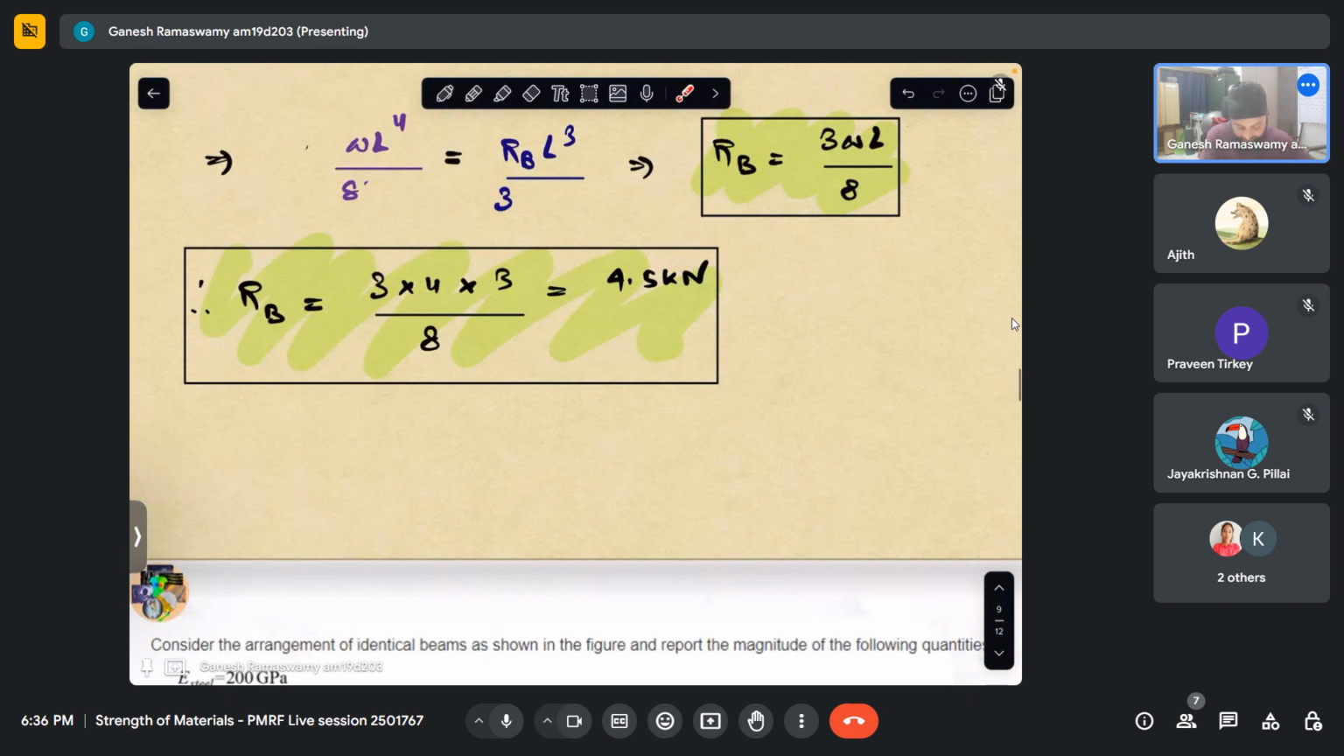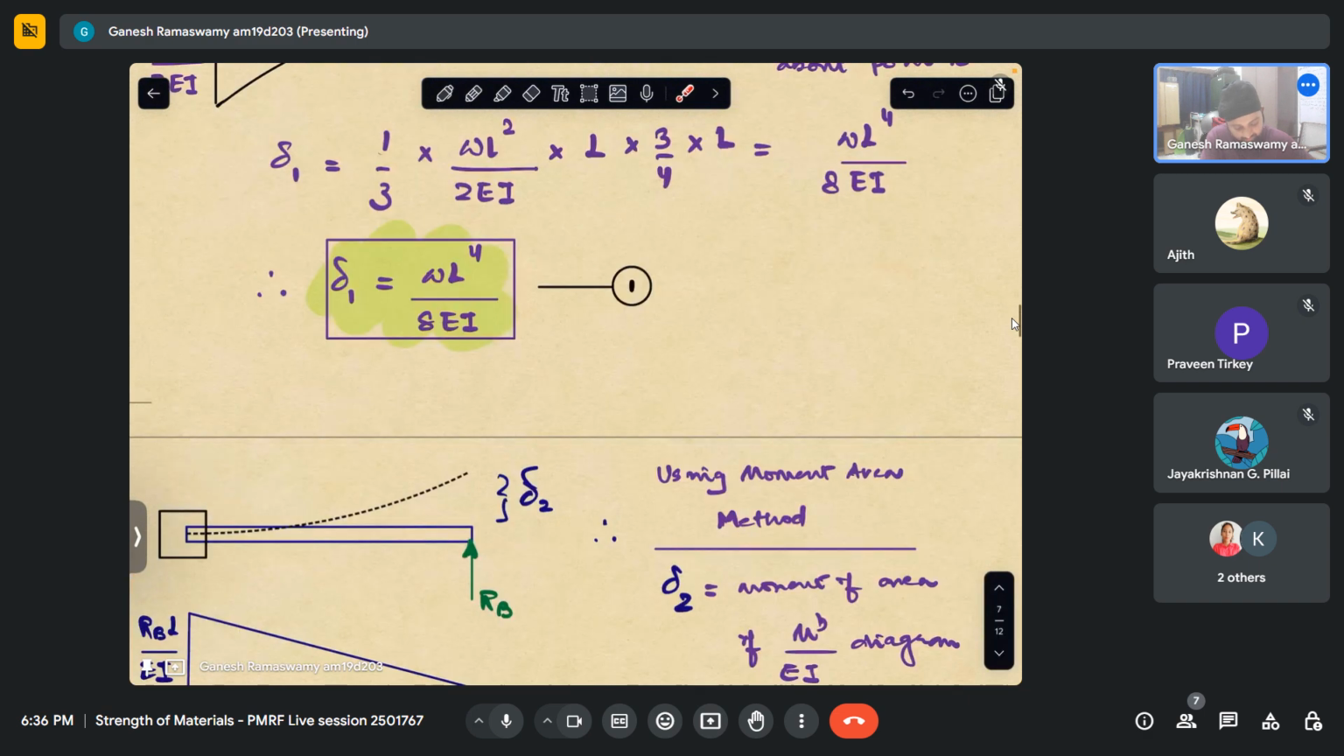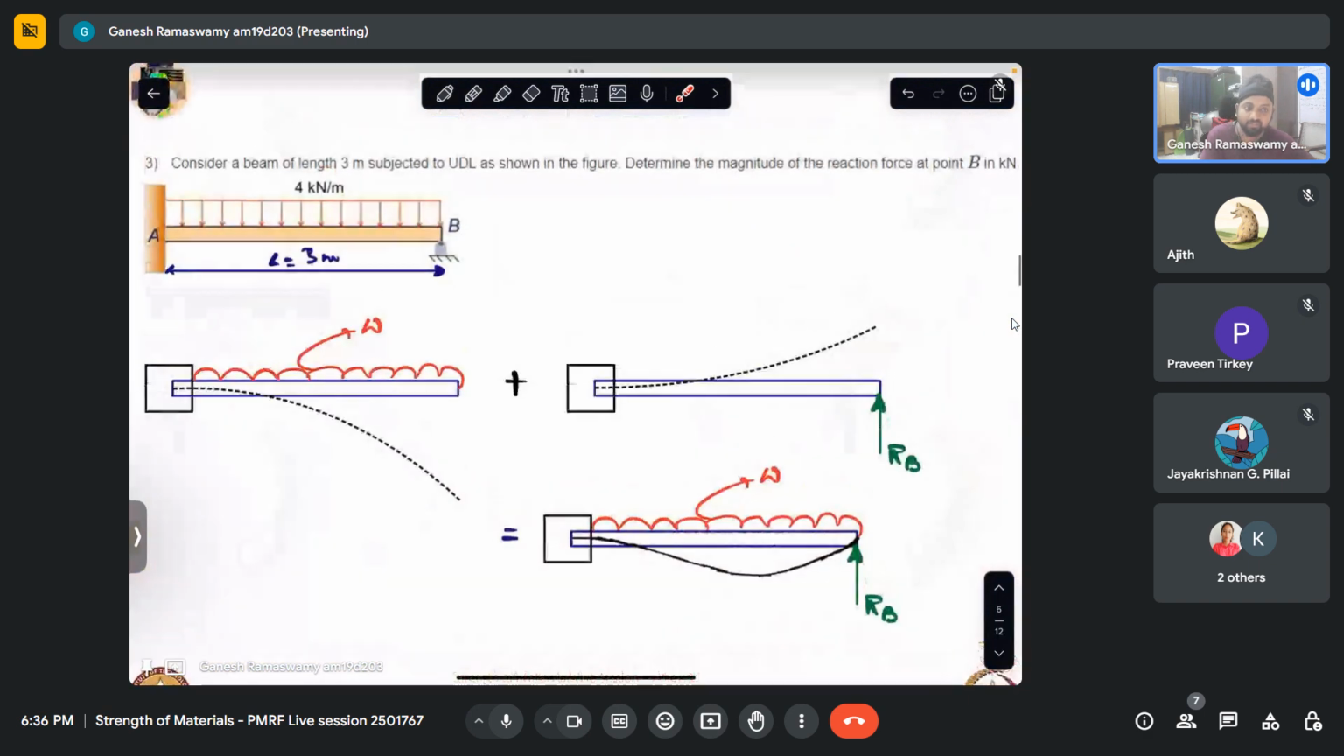So we've been able to find out Rb using the principles of our basic understanding of how deflections work, and we have actually superimposed two simple results which we could deal with individually in order for us to find out what the reaction at point B is. So I hope this is clear. If there are any questions, please feel free to ask. In the meantime, I'll move on to the next question.